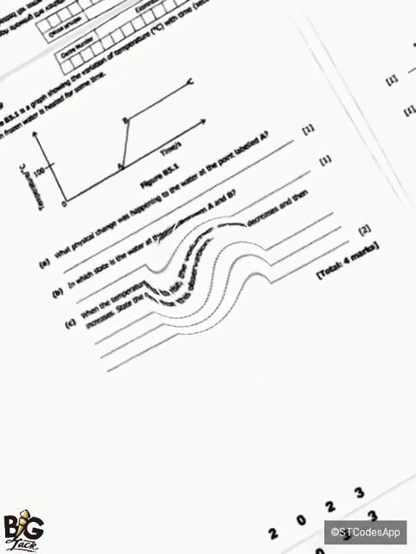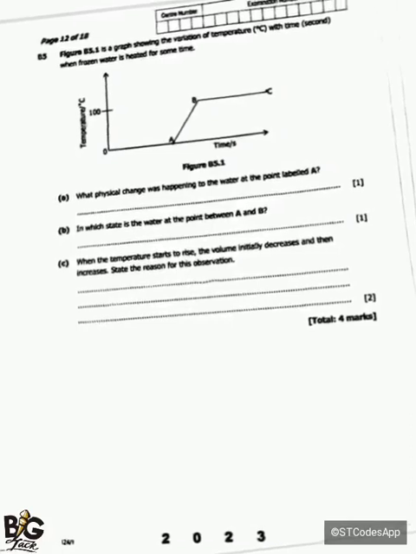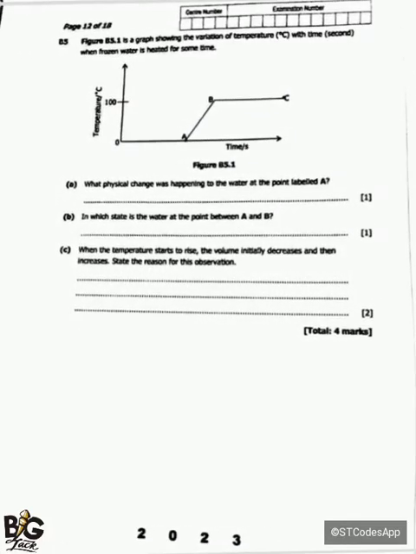So question B5 reads, figure B5.1 is a graph showing the variation of temperature in degrees Celsius with time in seconds when frozen water is heated for some time. Okay, let me repeat. Figure B5.1 is a graph showing the variation of temperature in degrees Celsius with time in seconds when frozen water is heated for some time.